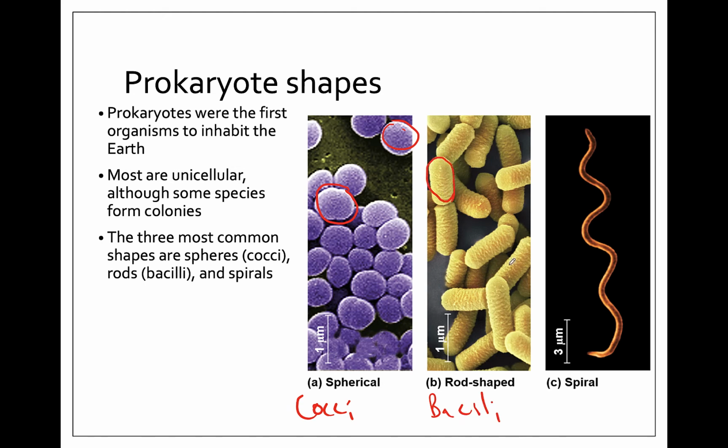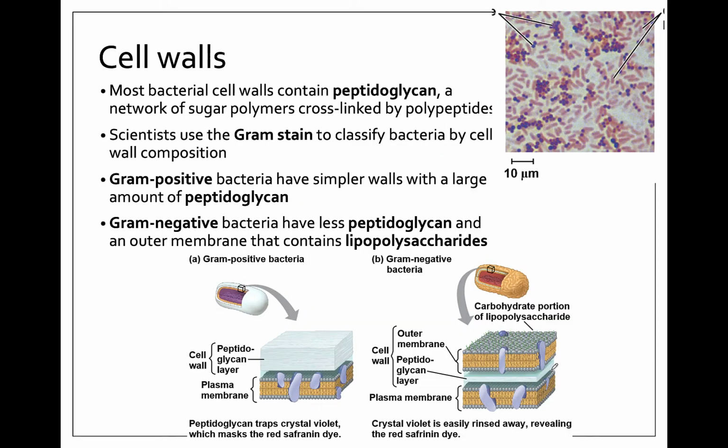Each cell is this kind of elongated shape. And then spirilla, spirals. And these ones show this kind of almost wavy hair looking shape that spirals around a central axis. One of the key characteristics that we use to classify bacterial cells is the type of cell wall.